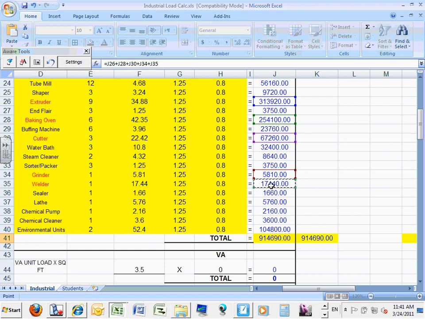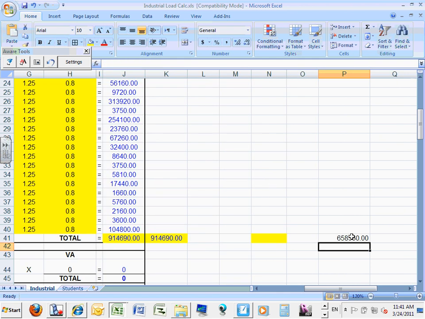How do I know? The sheet will tell you guys which one is 480. So I pick them up, and when you're done picking them up, what do you do, guys, to finish the math? Hit enter. Hit enter. This value here is actually all the 480 loads that are going to be fed from the 480 panel. Done. The 480 loads is done.